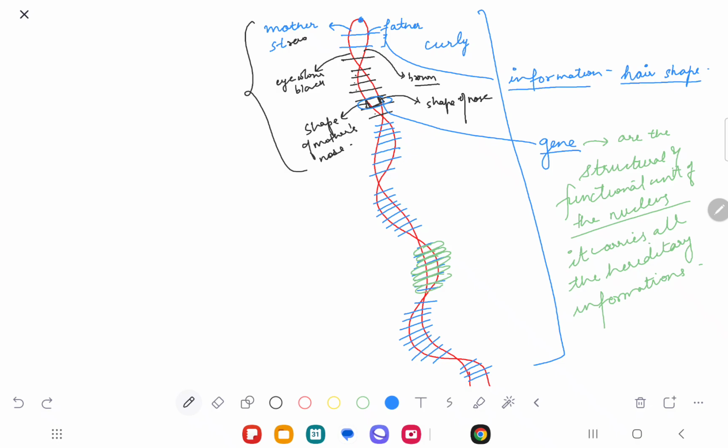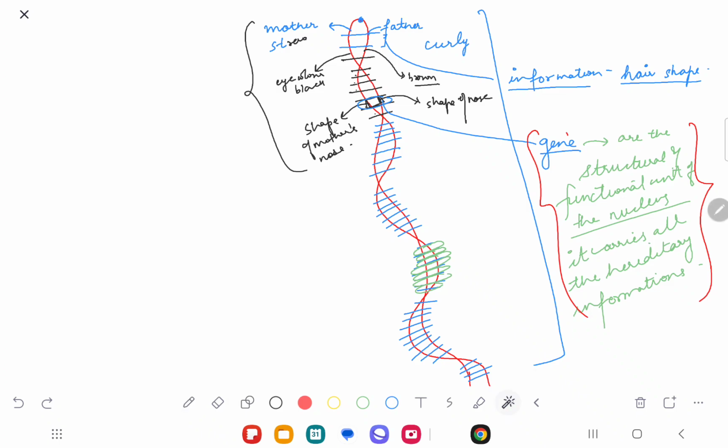So there are lots and lots of genes on the particular chromosome or on the particular chromatin material, because there are 23 such threads. If there are 23 such threads, what would that mean? Tell me. So that is the concept. I hope you're understanding. Any doubts in this? No, none. Okay. All right.